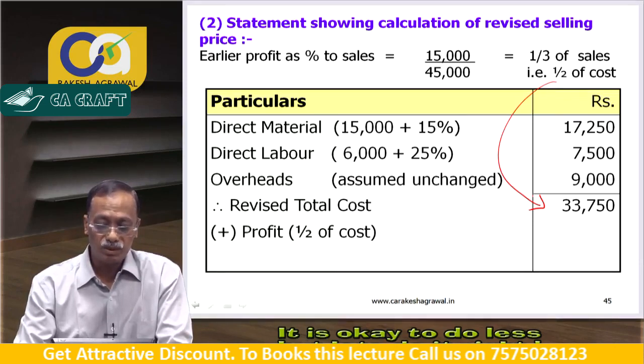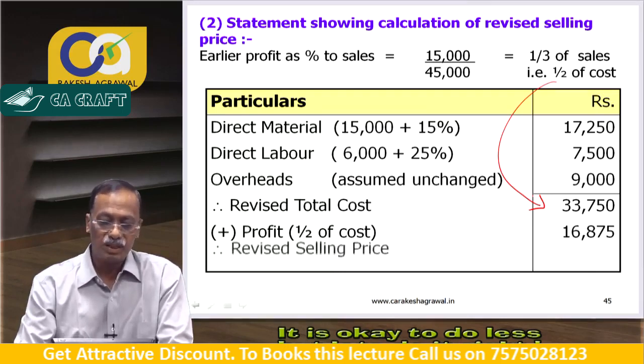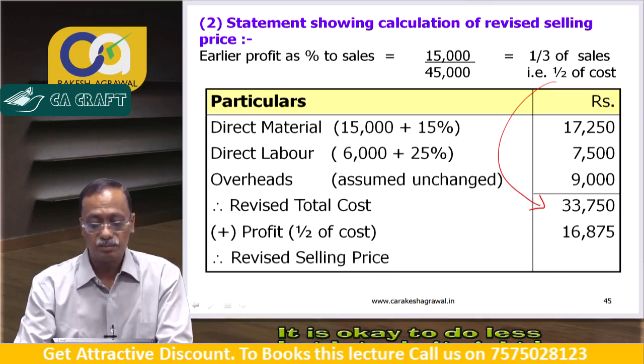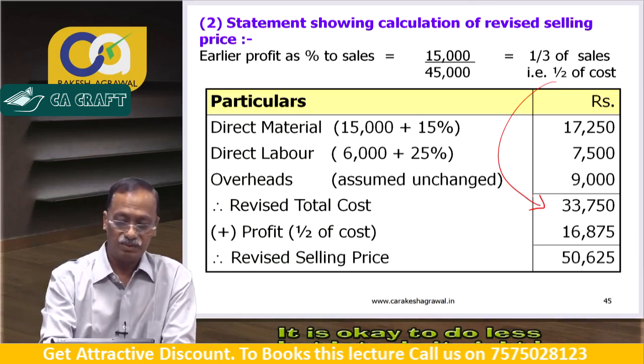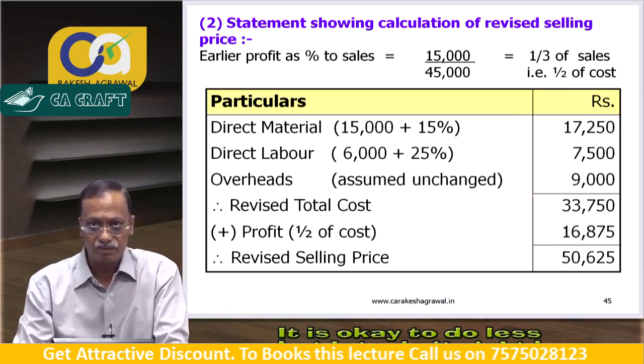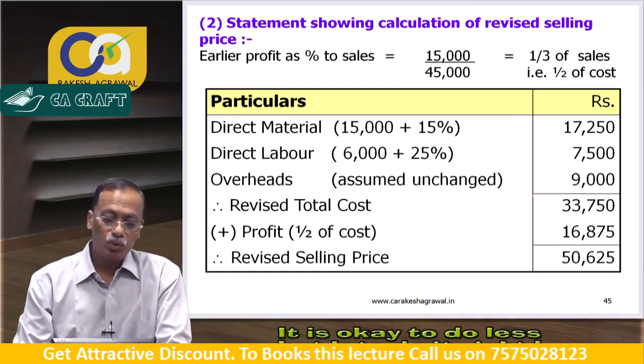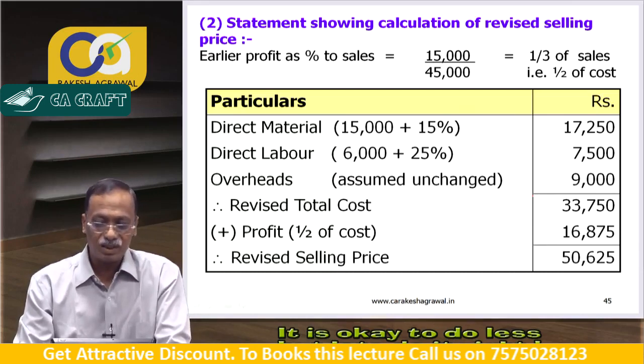So 1/2 of 33,750 comes to 16,875. And cost plus profit, you will get the revised selling price. And the revised selling price is 50,625. Those students who got this answer earlier, before I started discussing, very good, congratulations.